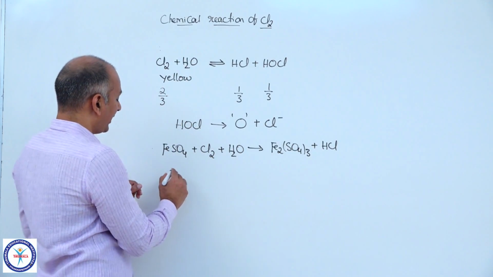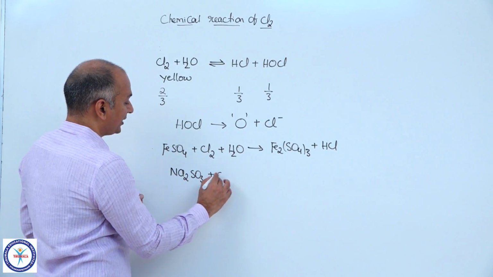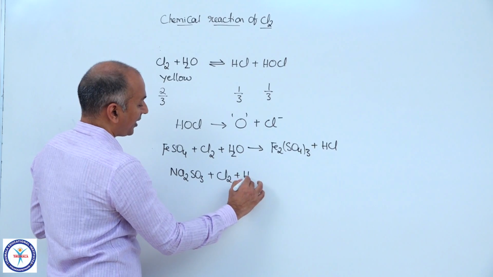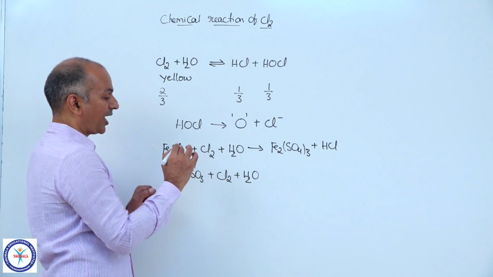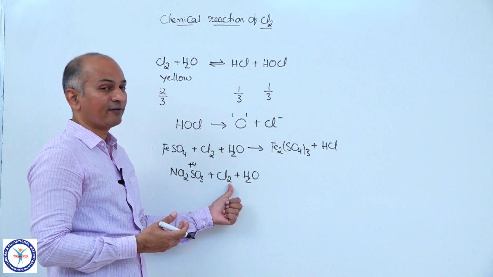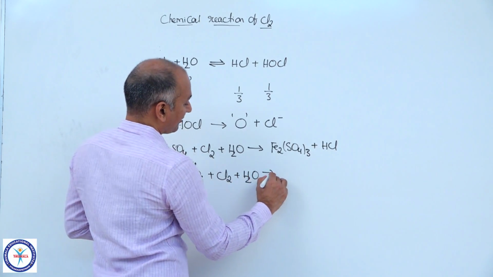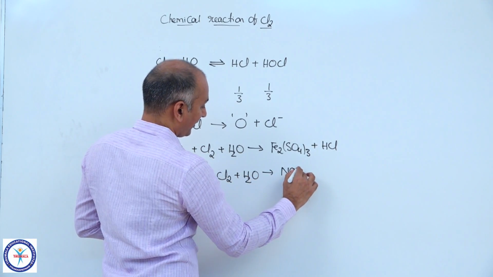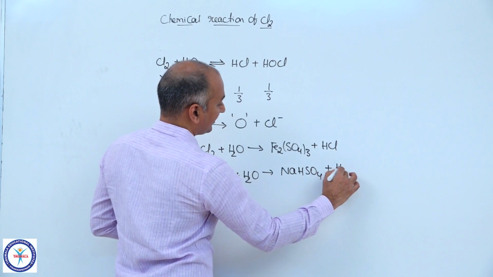And if you take Na2SO3 and treat this compound with chlorine water, all of you see the oxidation state of sulfur here is plus 4, and in sulfur plus 6 is more stable. That too, we are having a very powerful oxidizing agent here, and you will get NaHSO4 or Na2SO4, no problem, plus HCl.